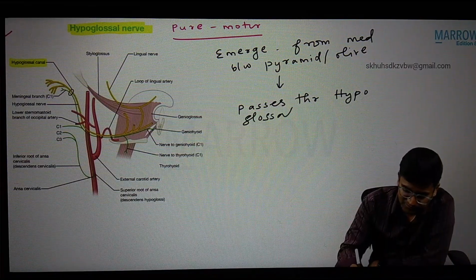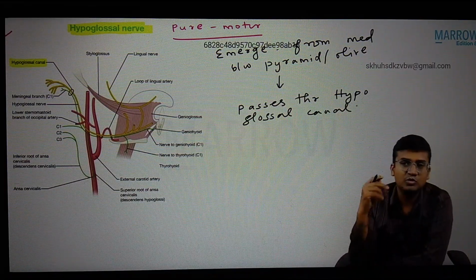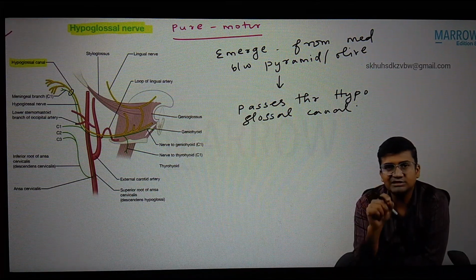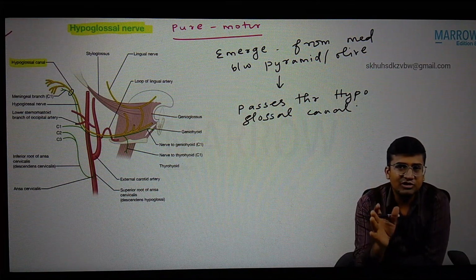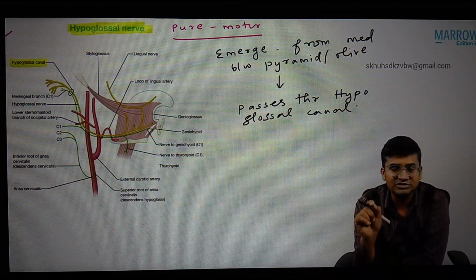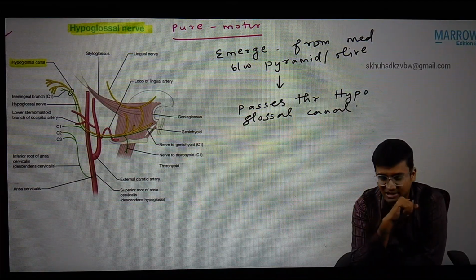This is very important. The hypoglossal canal transmits only the hypoglossal nerve. The point is, the hypoglossal nerve does not pass through the jugular foramen. The jugular foramen transmits the 9th, 10th and 11th nerves, not the 12th nerve. The 12th nerve passes through one separate opening called the hypoglossal canal.